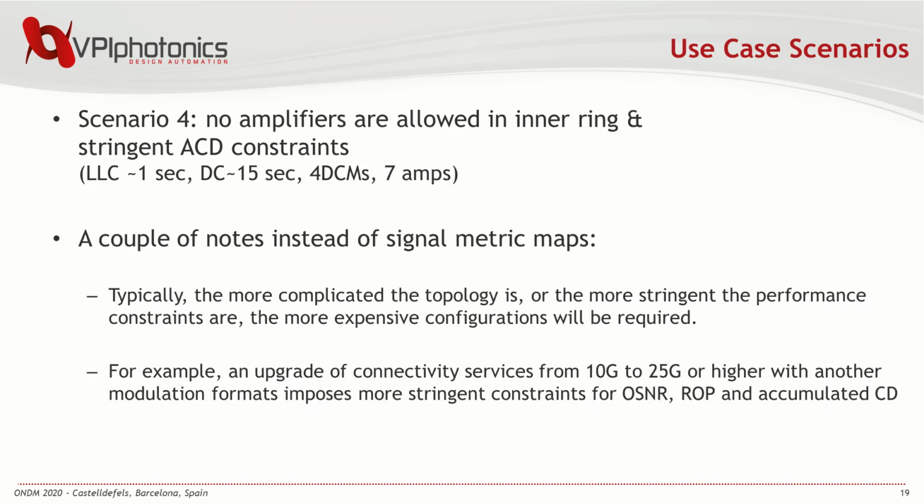And for the last scenario, with stringent constraints imposed on amplifier placement and on residual dispersion, the solution has 7 amplifiers and 4 DCMs. Just a small conclusion here, instead of signal metrics charts, which are pretty much the same. Typically, more expensive configurations of equipment are required for a network with more complicated topology or more stringent design constraints. An example is an upgrade of services when 10 gig signals are replaced by 25 gig signals with other modulation formats. In this case, there will be other thresholds and more stringent constraints, which could also lead to more expensive solutions in terms of added equipment.